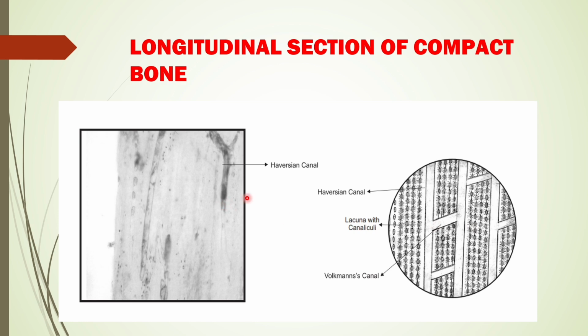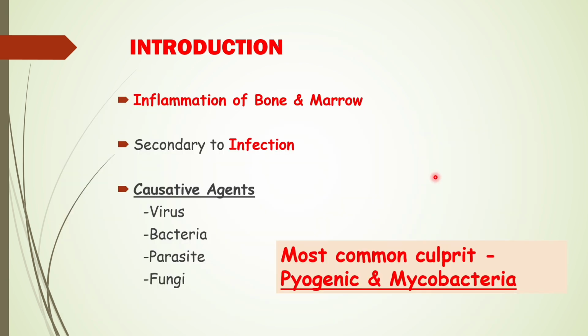All right, this is the longitudinal section which shows the connecting Volkmann's canal. See, this is the lacunae with canaliculi, right? This is the Haversian canal, and that is connected by Volkmann's canal. This is the longitudinal section, so the picture is somewhat different.